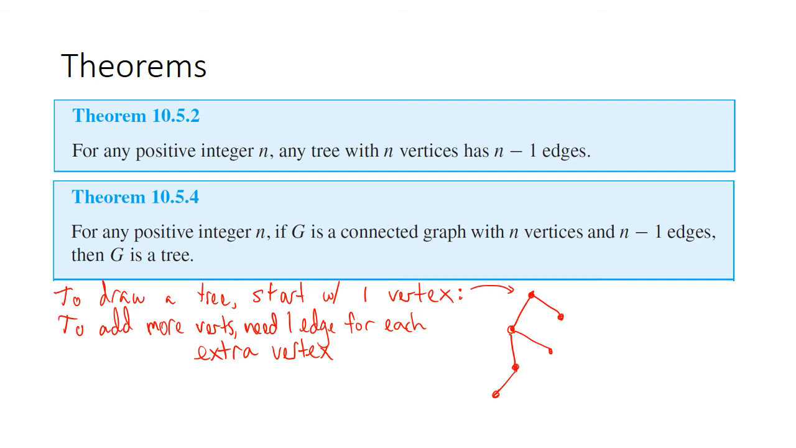Maybe I should color code this. Let me try doing it like that. It might make more sense. So when I'm adding extra vertices, I need one edge to attach each extra vertex.